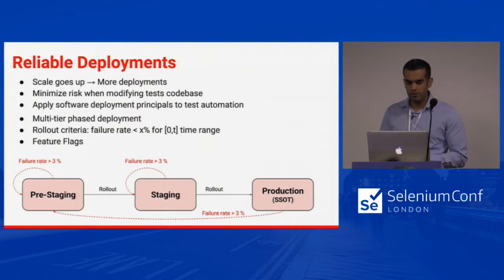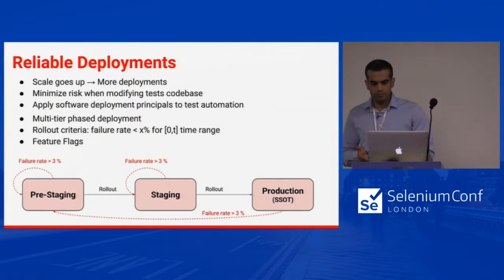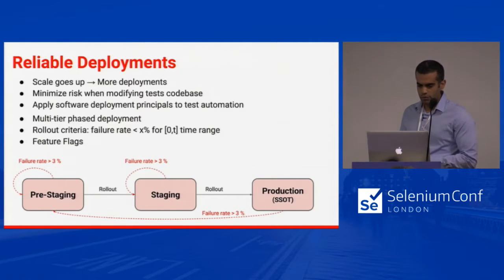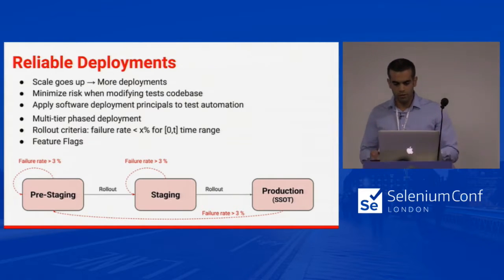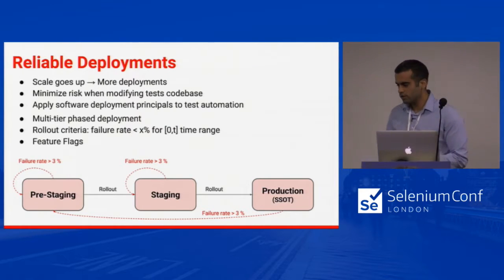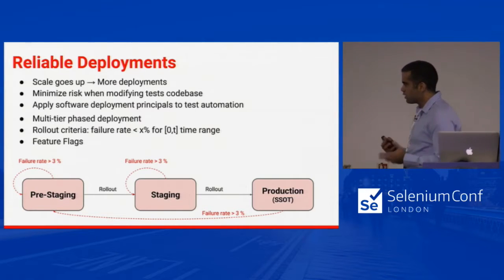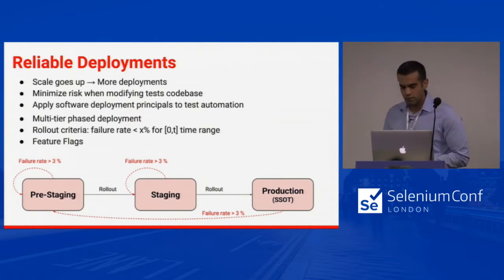We set the rollout criteria as a failure rate that is less than, for example, 3% for a predefined amount of time. If my tests keep being stable for the highest amount of time and my failure rate is small, I can basically roll out my release, my jar or my RPM, into the next environment and minimize the risk of inserting unstable code into my test code base.